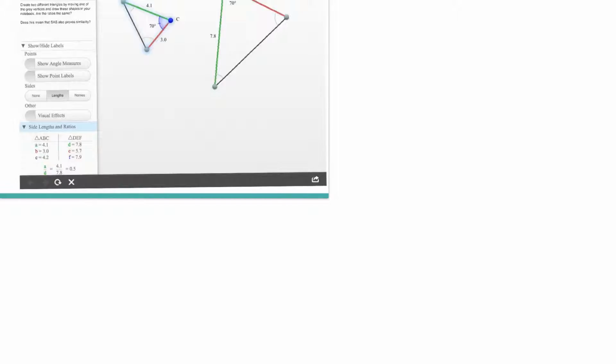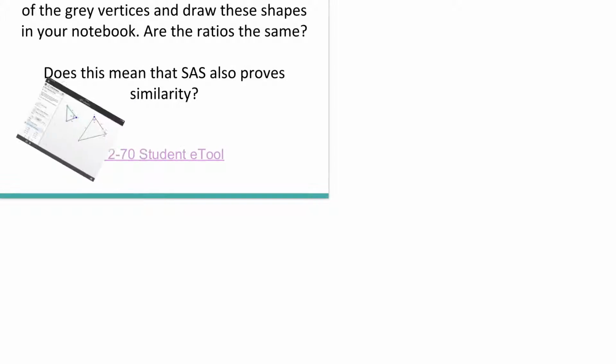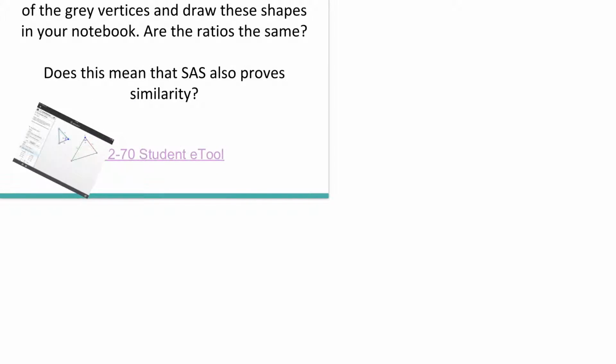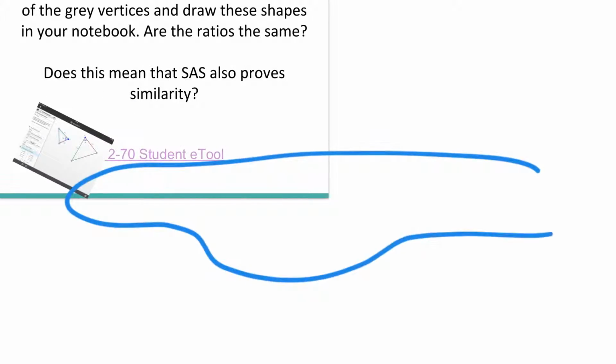So now, after going through a few examples, here's what I really want you to ask yourself. Does this mean that side angle side also proves similarity? This is the main question. You are supposed to answer this in your notebook. And to take it a little step further, test your ideas from problem 270. So either yes, side angle side proves similarity, or no.